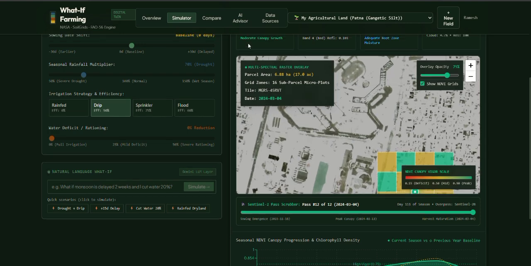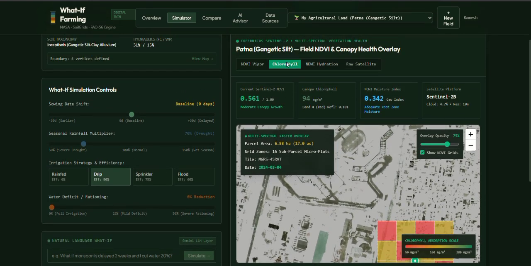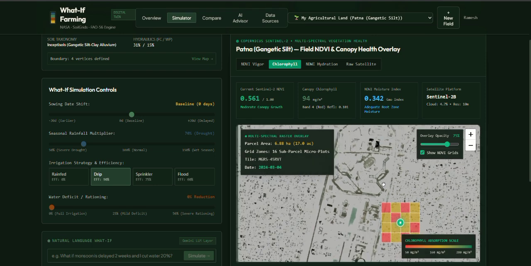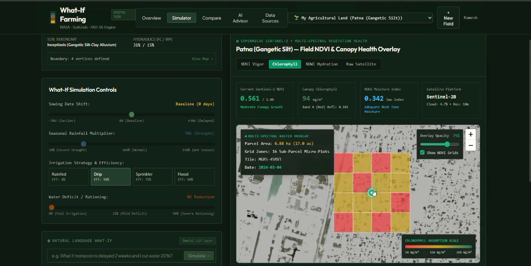And if sliders aren't your style, you can just ask, what if rainfall is 30% below normal with drip irrigation? Same engine, plain English in, same real simulation out.